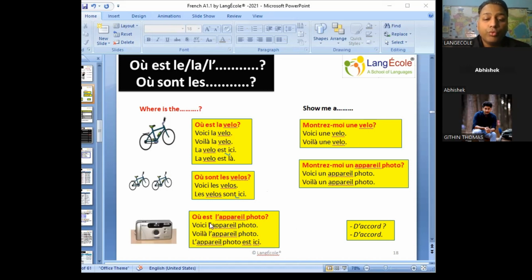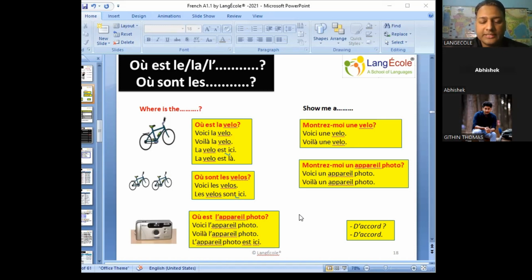So, où est l'appareil photo? Read out. Où est l'appareil photo? Where is... sorry, l'appareil photo? Very good. Answer, read out: voici l'appareil photo. Voilà. Voici l'appareil photo.